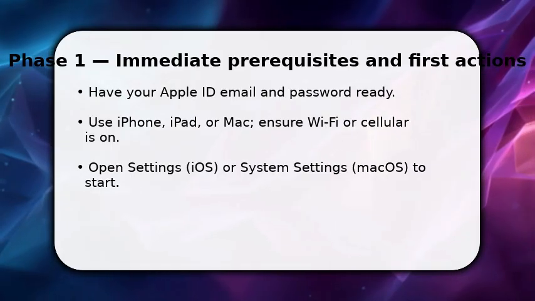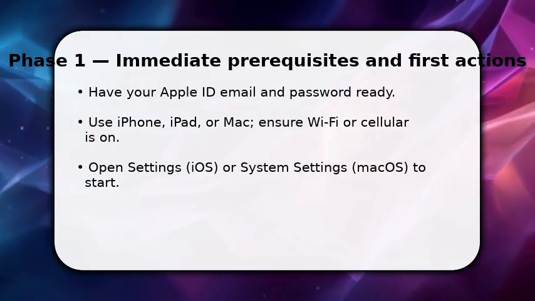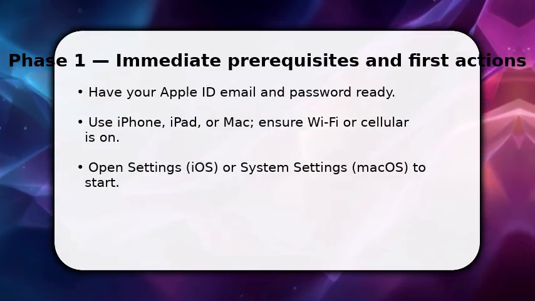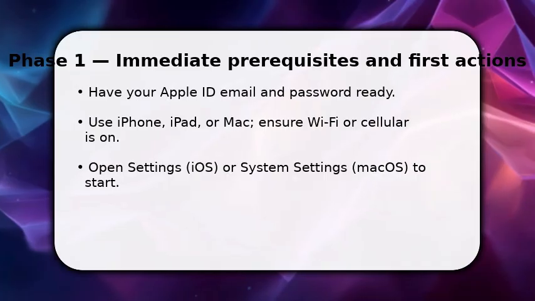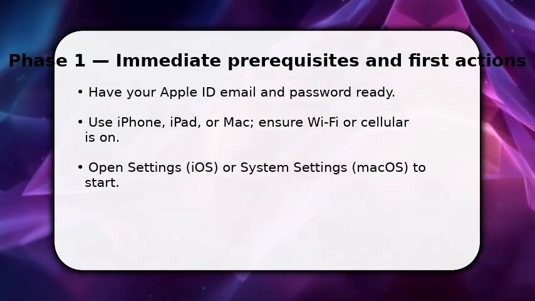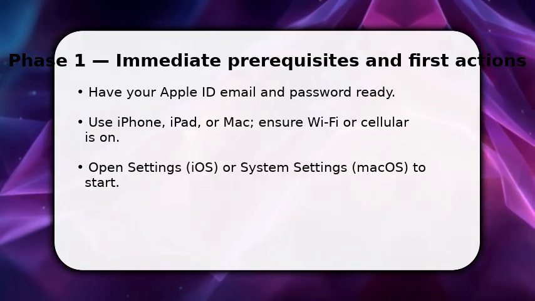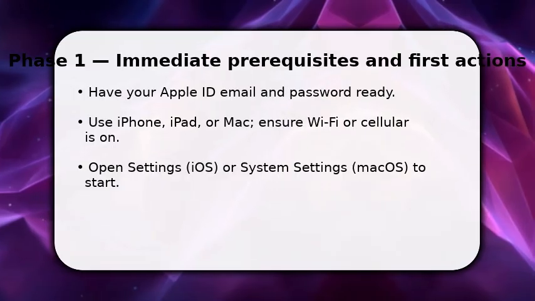You begin by confirming prerequisites: your Apple ID, email and password, and an internet connection. Once ready, unlock your device and open Settings on iPhone or iPad, or System Settings on Mac. You do this because iCloud is tied to your device user account. Accessing the system settings is the direct route. Make sure Bluetooth and Wi-Fi are enabled if you plan to sync.